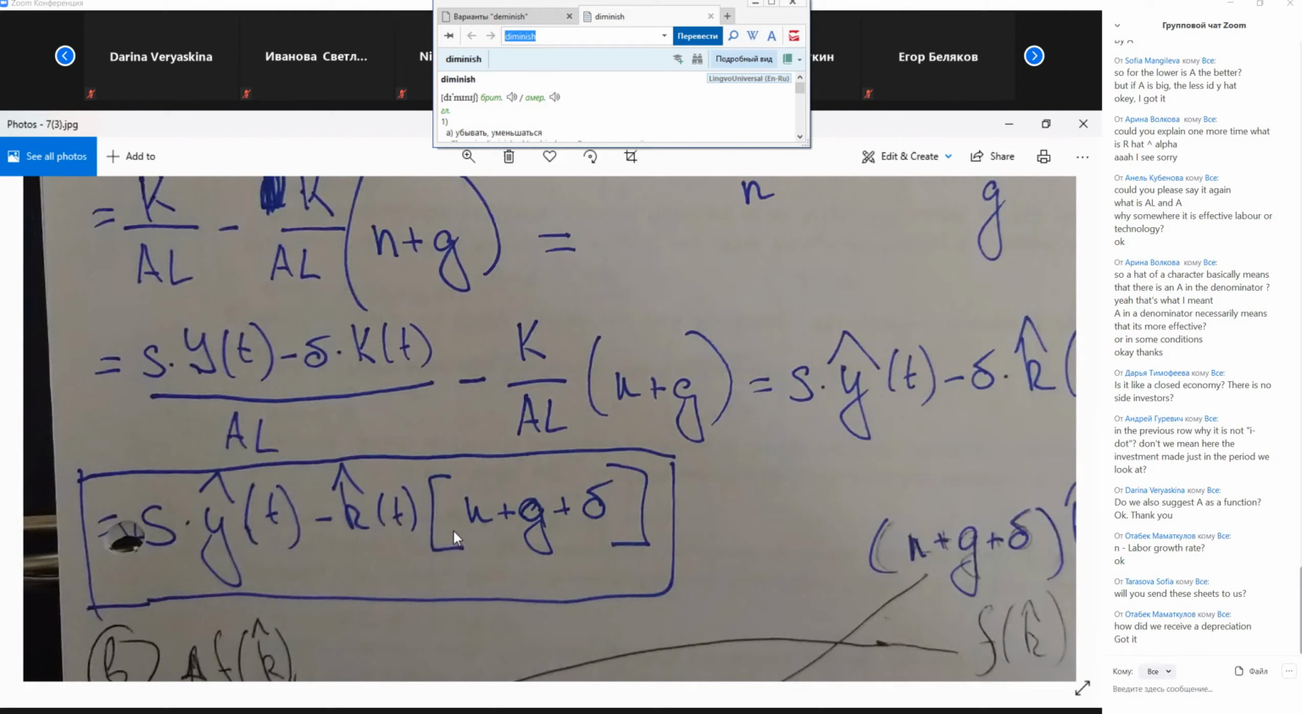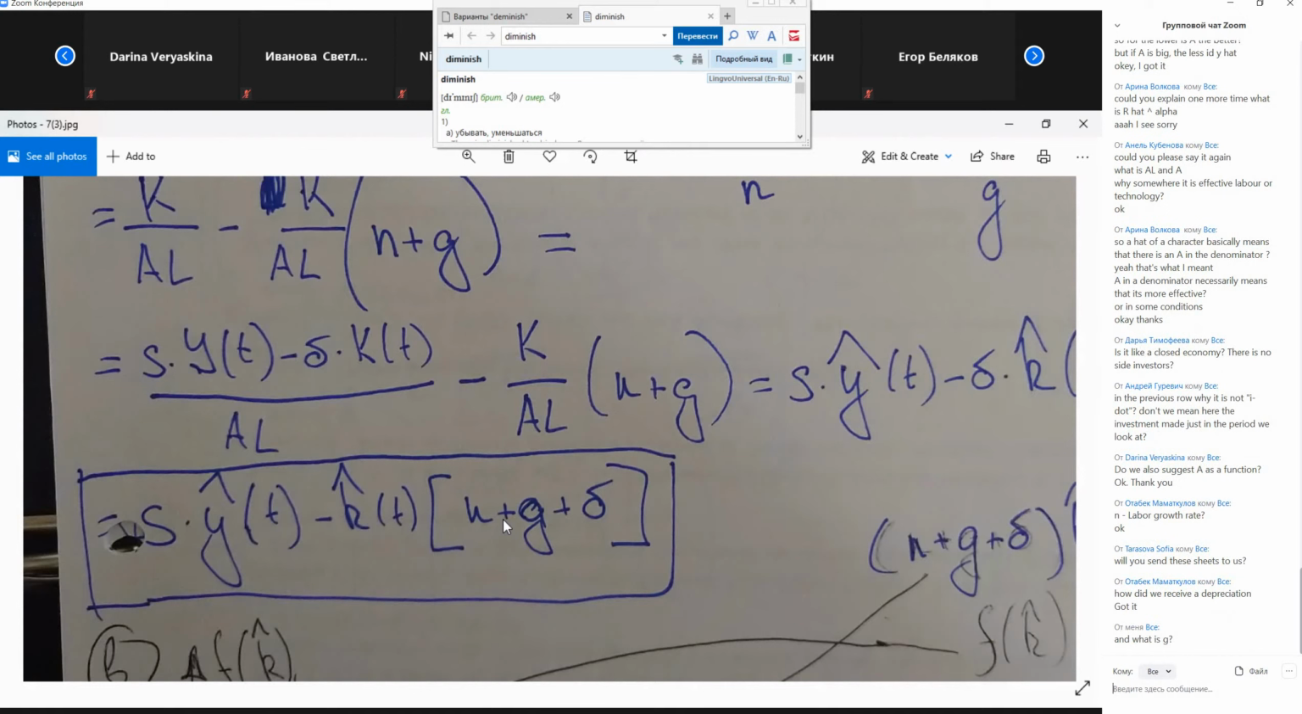So n tells us that if our amount of workers increases, our capital per unit of effective labor, or just per unit of labor, decreases. Because, of course, the more workers you have, the more people have to share the capital that's already there in the model. G is the technology growth rate.